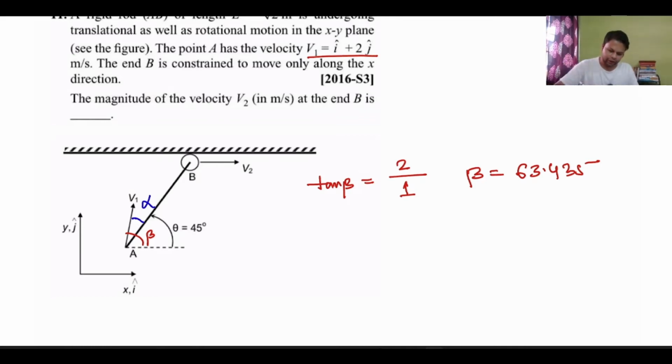Okay, so can I find alpha now? What is the value of alpha? Alpha is equal to beta minus 45. If I do this, it is coming out to be 18.435 degree.